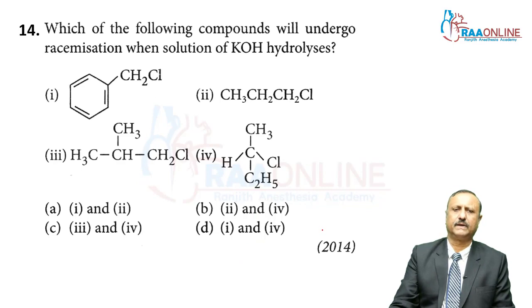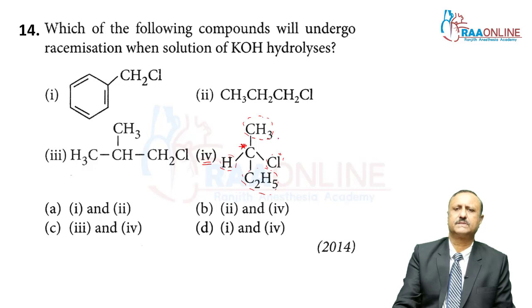Which of the following compounds will undergo racemization when hydrolysed by KOH solution? Here my dear students, racemization occurs in those compounds in which a chiral carbon atom is present. You can see only one compound, the fourth compound, in which a chiral carbon atom is present. What is a chiral carbon atom? It is a carbon atom in which 4 different groups are present. You can see no other than this fourth example in which a chiral carbon atom is present.